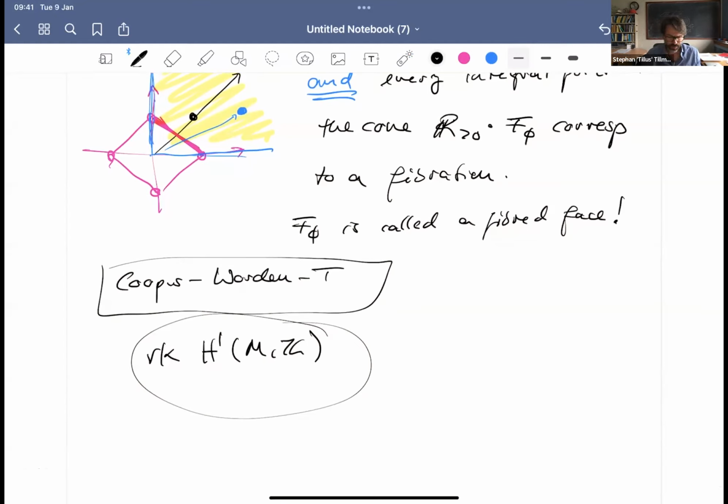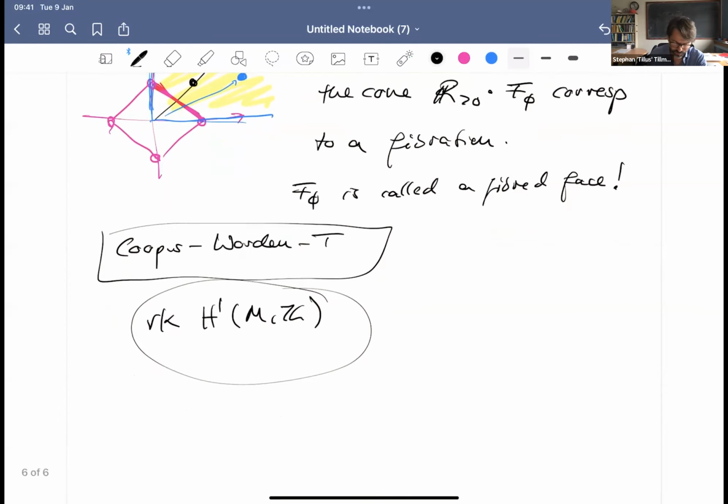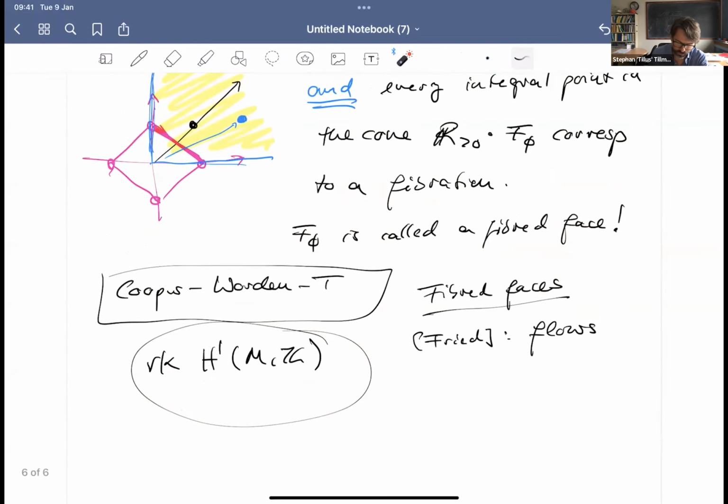structure of fibered phases. So fibered phases are really well studied. So I could just quickly say, so fibered. Fried has a way of understanding them using flows on your manifold. So basically associated to each fibered phase, you can associate a flow in the manifold that characterizes this fibered phase. So even if you change the surface, the dynamics of this flow basically stays the same.